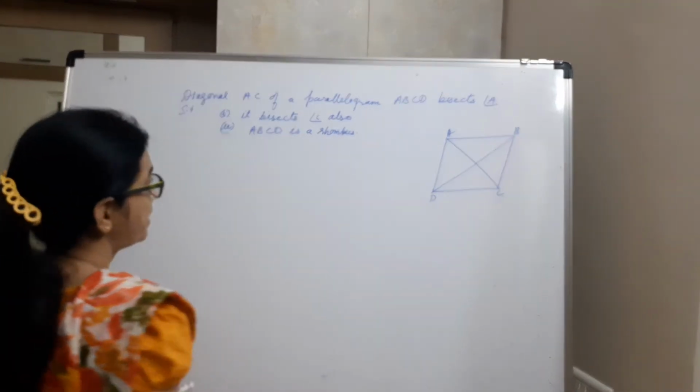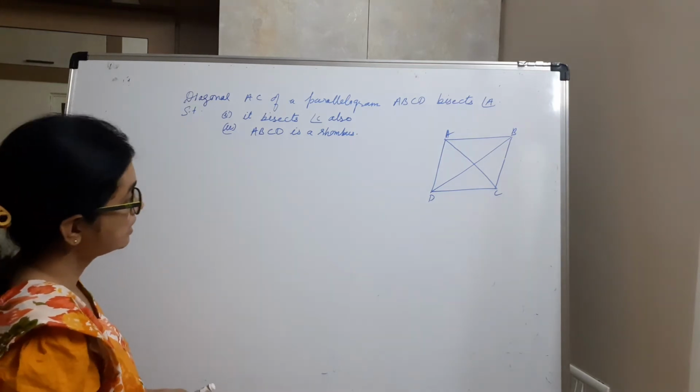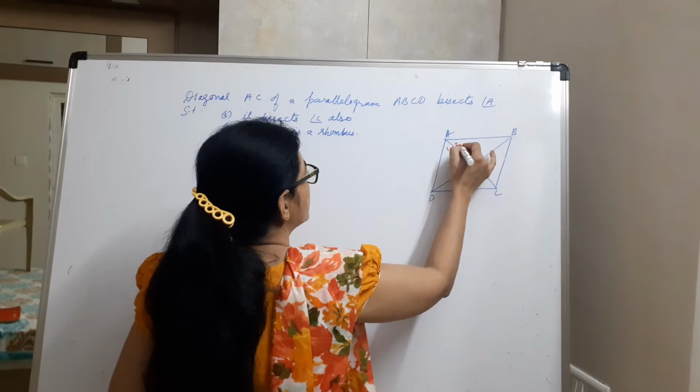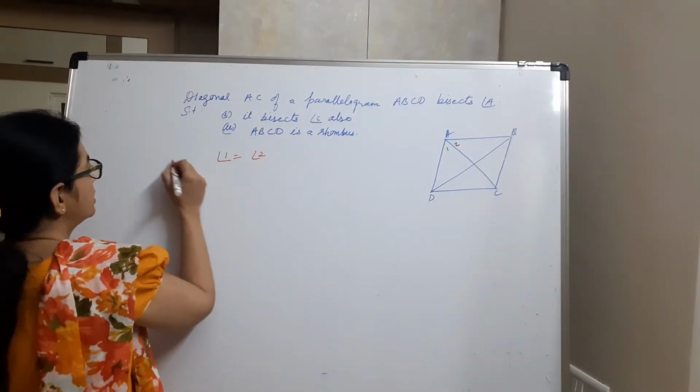Diagonal AC of a parallelogram ABCD bisects angle A. It bisects angle C also, and ABCD is a rhombus. So for that, if it is bisecting angle A, let me give it the numbers 1 and 2. It means angle 1 is equal to angle 2. This is given.